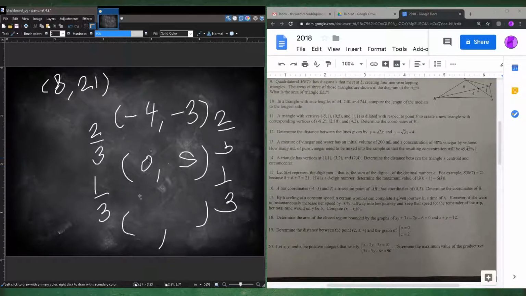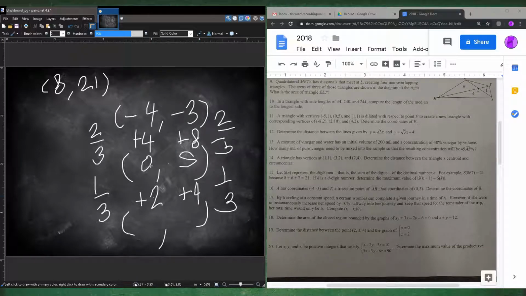And then in the middle between these numbers, I leave spaces, and then I do the math. So from negative 4 to 0, you have to add 4. From negative 3 to 5, you have to add 8. And that's 2/3. So 1/3 would just be half of that, right? So that has to be plus 2. So 2 plus 8, that's 2/3 of the distance. So 1/3 would just be half of that. So that's plus 4.